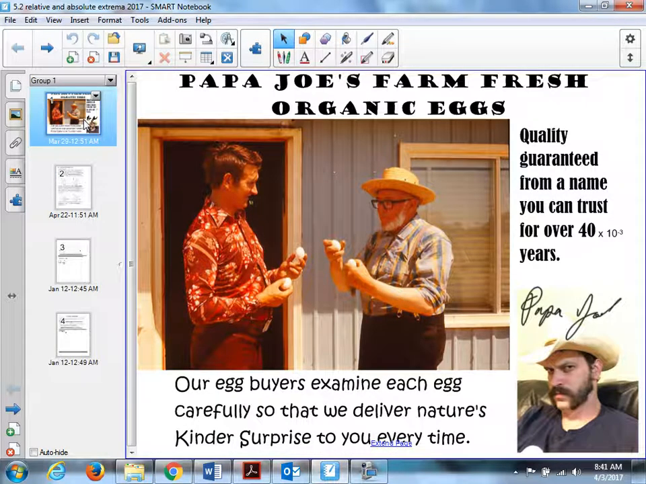Joe's Farm Fresh Organic Eggs. Each one of our eggs are individually examined. It's my father there, actually, on the left. Carefully, so that there's no cracks. They're all perfect. And I'll deliver you nature's kinder surprise each and every time. Eggs so delicious, you want to eat them again and again. Quality guarantee from a name you can trust. Me, Papa Joe. That's my papa, about 40 years ago. Isn't that a cool shirt?